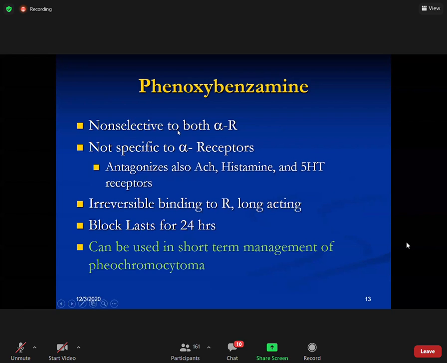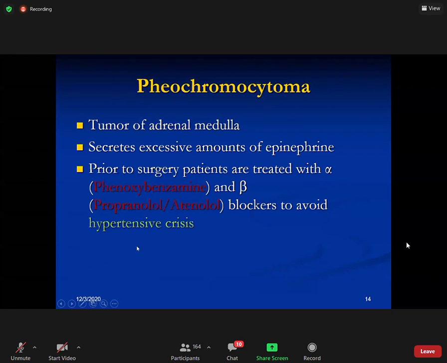Now, let's go to phenoxybenzamine. It's non-selective to both alpha receptors. Not specific to alpha means it does not block only alpha; it also antagonizes acetylcholine, histamine, and serotonin receptors. It's an irreversible binding, so it has a longer action. It blocks alpha-1 and alpha-2 and can be used in short-term management of pheochromocytoma. Now I'll mention what it means: pheochromocytoma is a tumor of the adrenal medulla, which secretes an excessive amount of epinephrine.